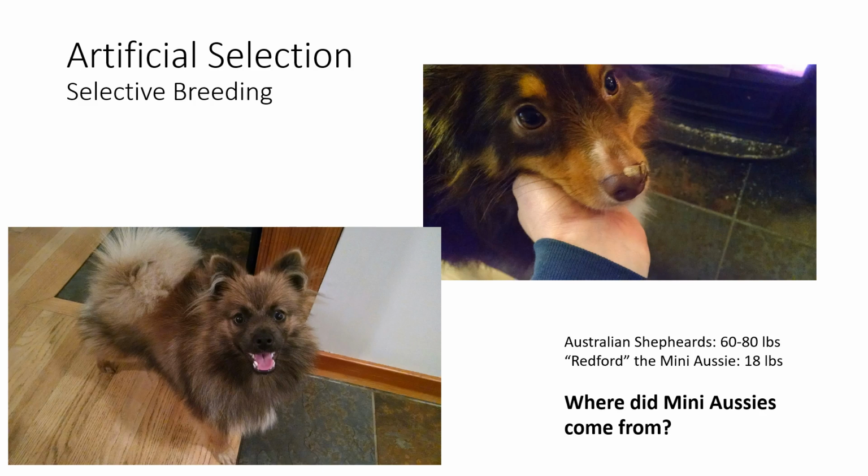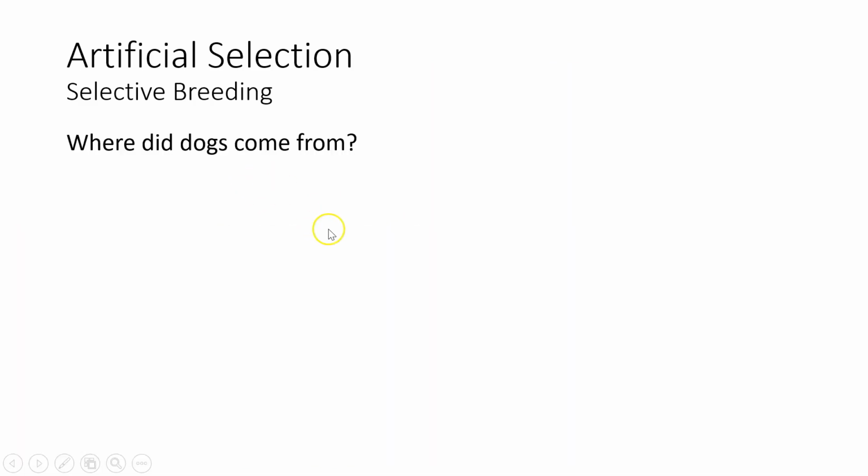The people that bred Aussies, when their dogs had a litter of Aussies, they took the smallest Australian Shepherds and they bred those together. And then in the next generation, they bred the smallest Australian Shepherds together, and those Australian Shepherds had smaller than average offspring. And of the smaller than average offspring, they took the smallest of the offspring and bred those together. And so as time went on, we had dogs that were smaller and smaller, and so we get a cute dog like Redford.